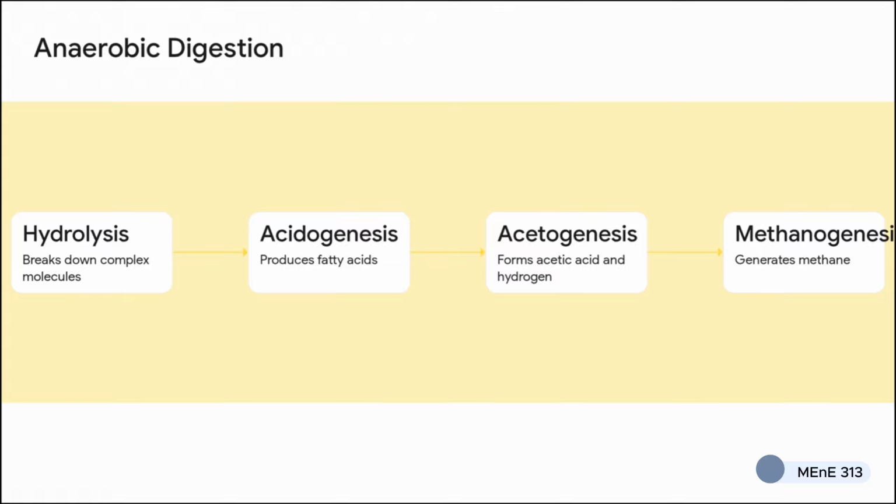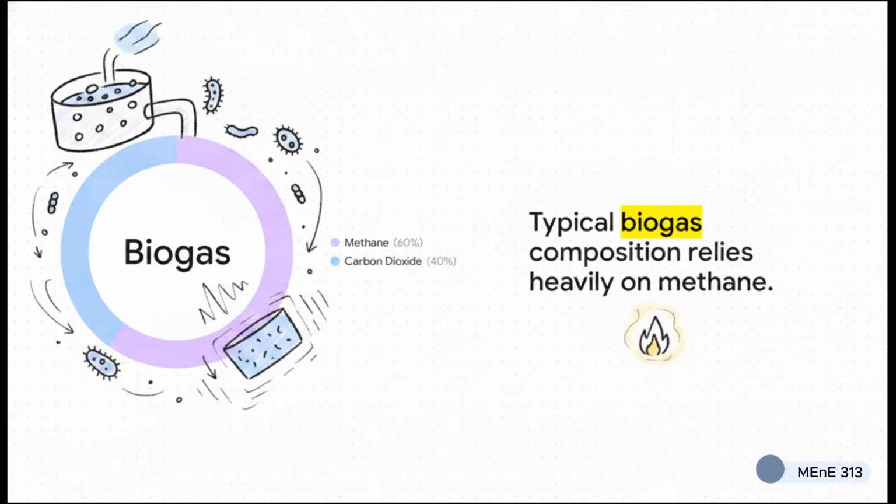Now, if any one of these stages gets imbalanced, say if the pH drops too fast during acidogenesis, the whole system can literally crash. It's a delicate balance. The end result of that delicate microbial balancing act is biogas. Typical biogas relies heavily on methane.